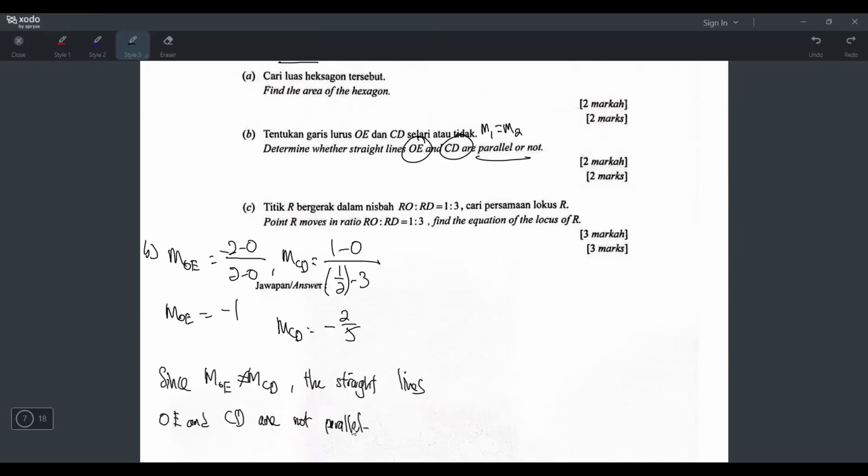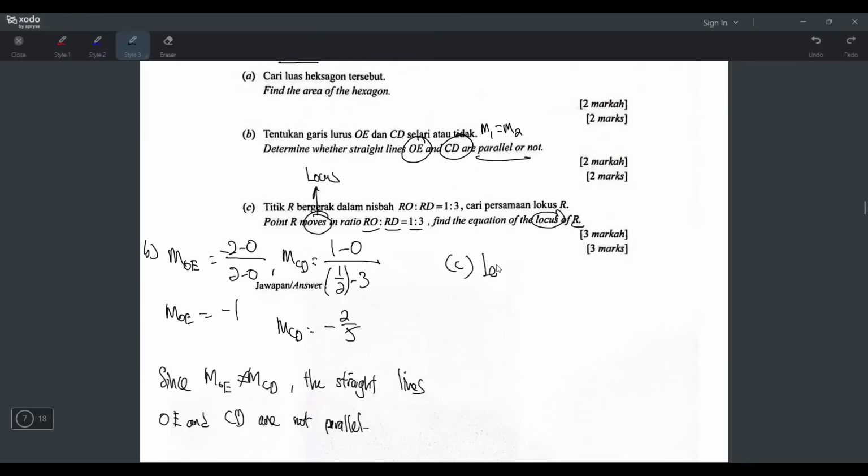Now it's time to do part C. Okay, what is this question? Point R moves in the ratio RO to RD is 1 to 3. Okay, moves. So this one is locus. Yeah, moving point. So this is definitely a locus question. So we will use the distance formula to solve it later. When we do locus, we usually use the distance formula. And then they say find the equation of locus R. The first step is you let the moving point become xy first. Yeah, that's the first step.